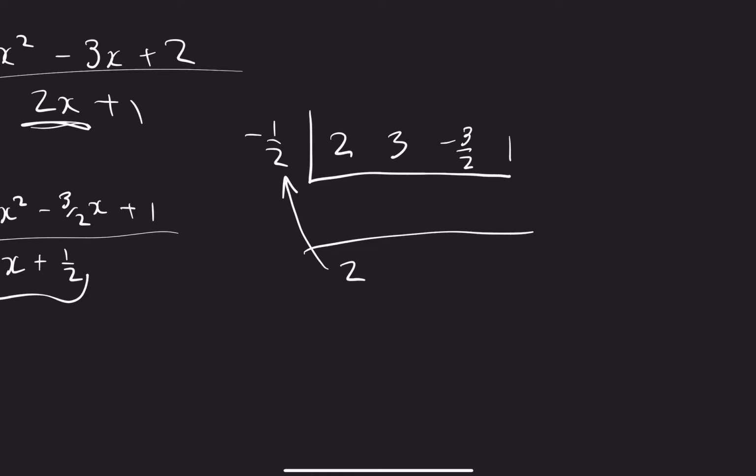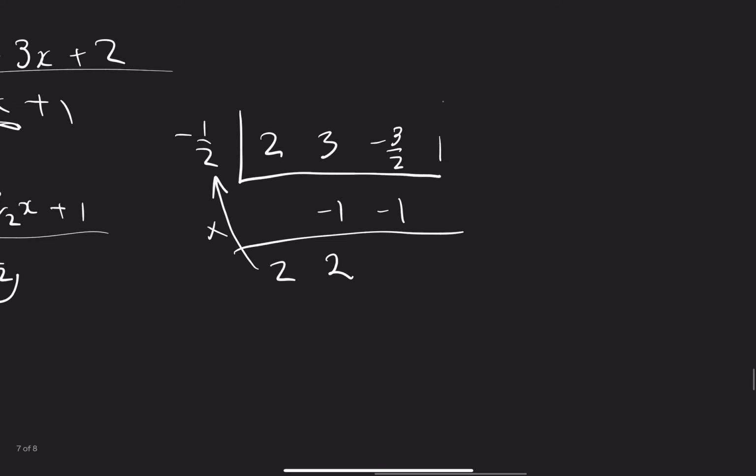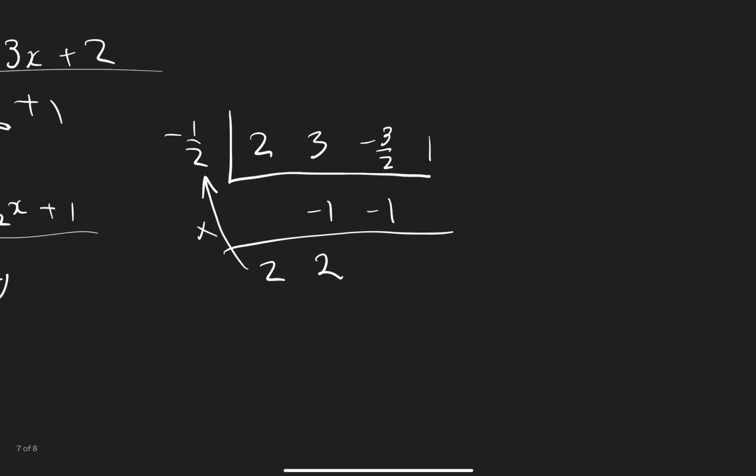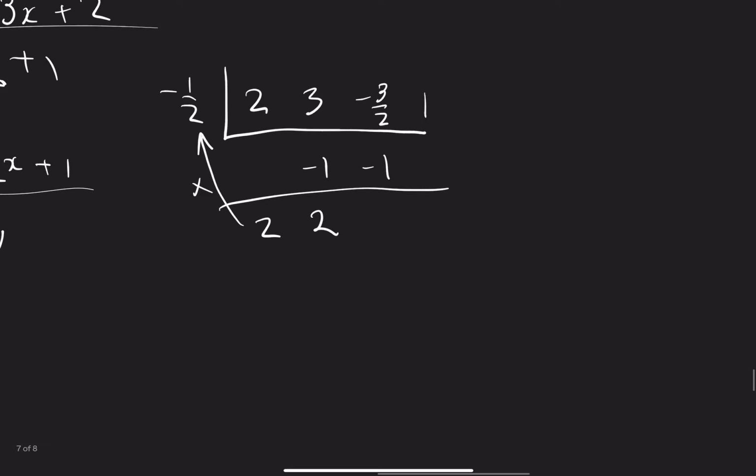So yeah, multiply 2 by negative a half, that gives negative 1. 3 plus minus 1 is just 2. 2 times negative a half is negative 1. And then, oh gosh, this is probably not a very good example, but oh well. That's negative 1.5 minus 1 is negative 2.5. I'll write that as a decimal because I like decimals more, to be honest.